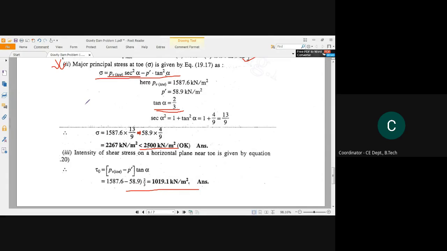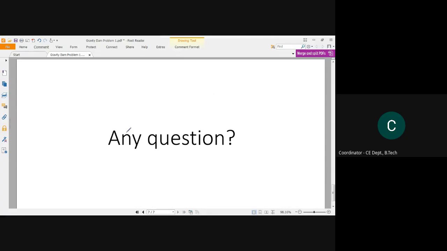So this is the whole calculation and analysis of the gravity dam problem. Is there any question?